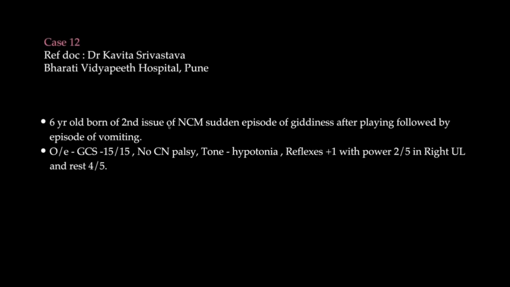Case 12, Sahil, if you're there, you can. Yes, sir. So this child was a 6-year-old male born of second issue of non-consanguineously married parents, had sudden episode of giddiness after playing, followed by vomiting, and then weakness of all 4 limbs. He presented to us with a good GCS of 15/15 with no cranial nerve palsy.